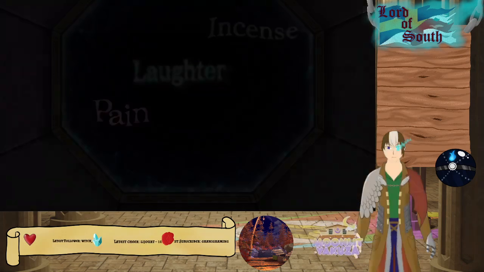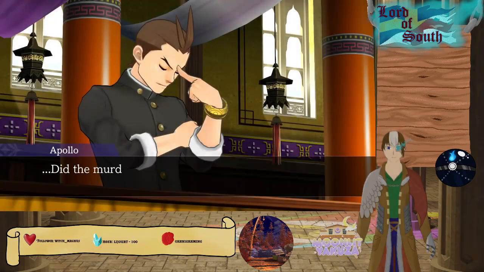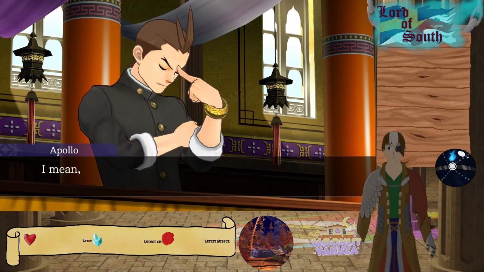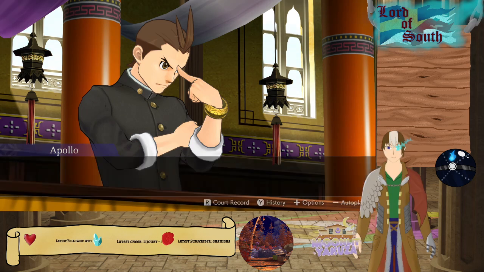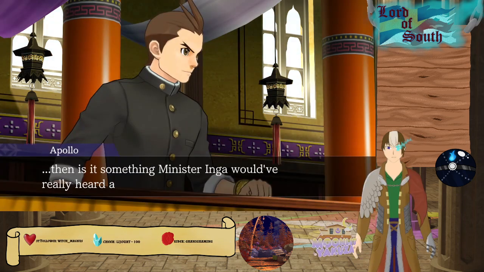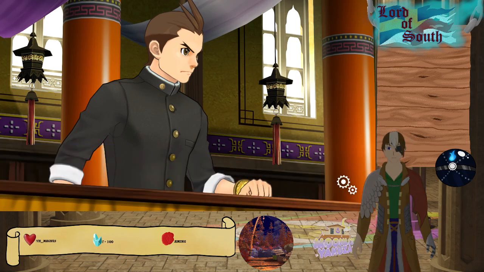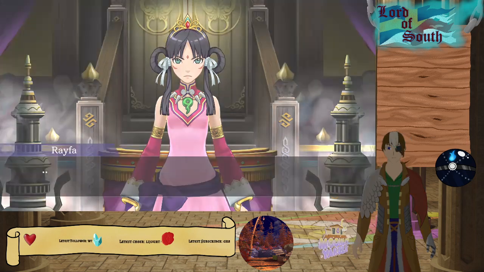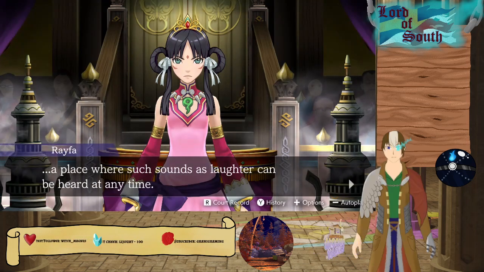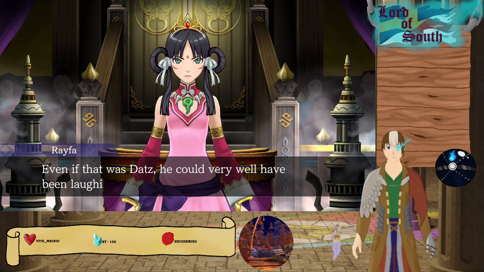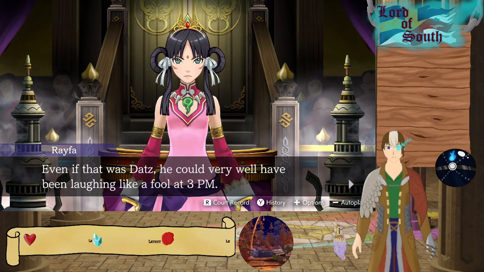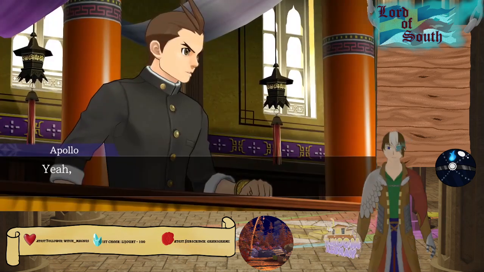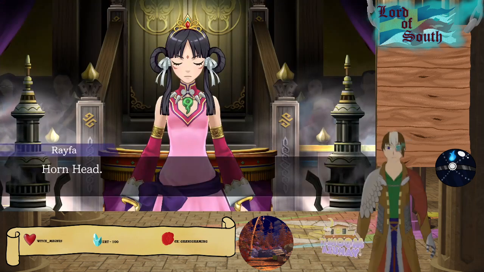Objection! This might be wrong as well. To be fair, did the murder really happen at 3 p.m.? I mean, if the laugh comes from the phone, then it's something Mr. Inga would have really heard at 3 p.m. The call came from the bazaar, a place where such sounds and laughter can be heard at any time. Even if it was that, it could very well have been laughing like a fool at 3 p.m. Fair enough, yes. He would laugh like a fool at 12 p.m. or a.m. Both.